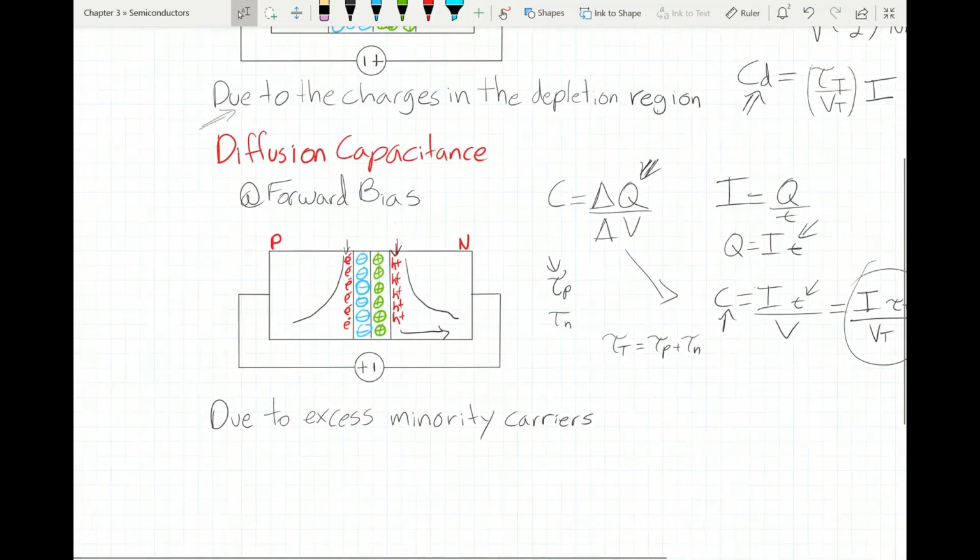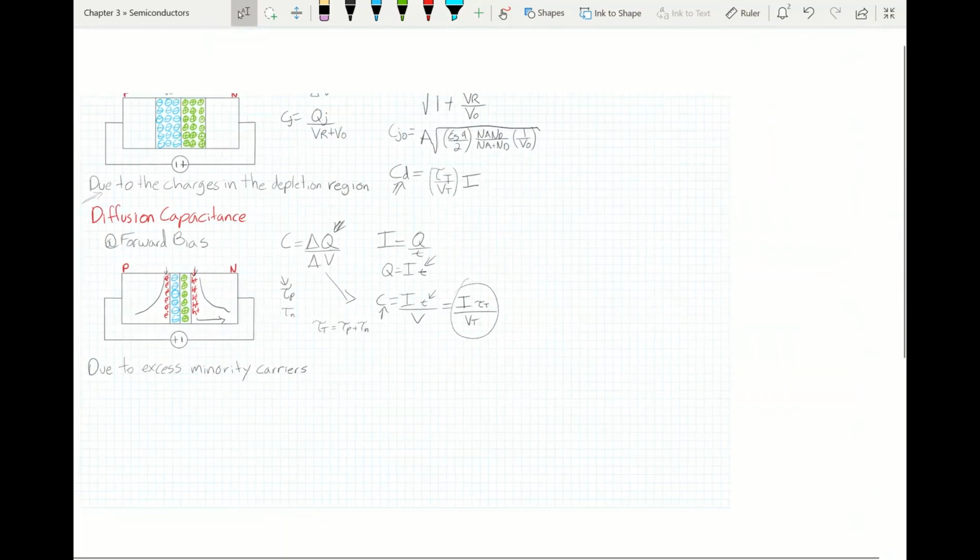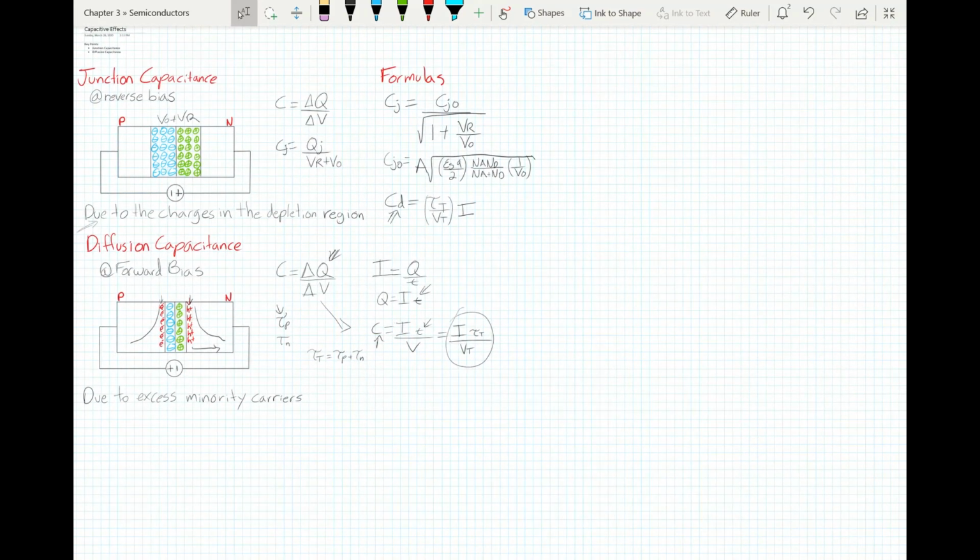So just remember, for this chapter, that's everything I have for you guys. It's just a review. I encourage you guys to read more and look more into the formulas that are in your book. And we have two different types of capacitance. In a PN junction, we have junction capacitance. That's better seen in reverse bias. We have diffusion capacitance. That's only seen in forward bias. And junction capacitance is due to the charges in the depletion region. Remember the bound charges. And the diffusion capacitance is due to excess minority carriers.